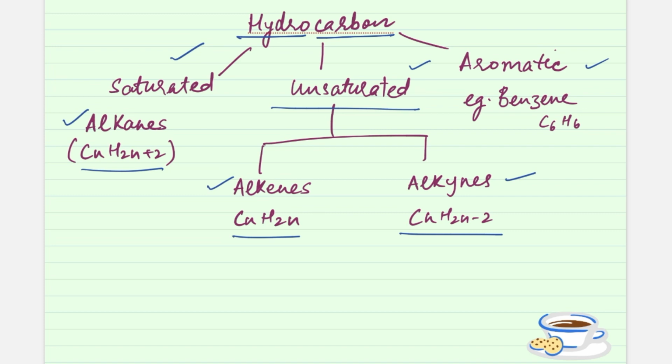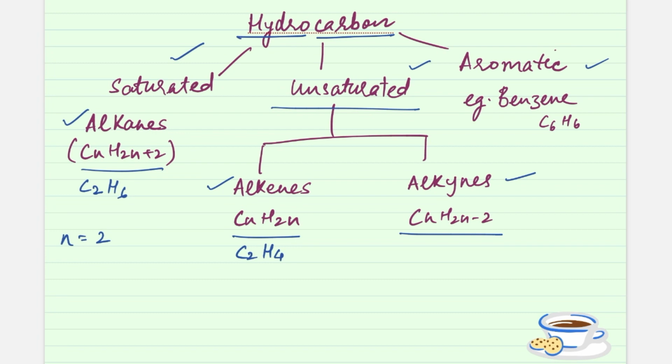What is this n? n denotes the number of carbon atoms. Suppose the number of carbon atoms is 2. Then for alkanes, the general formula becomes C2H6. In the category of alkanes, the alkane having 2 carbon atoms has the formula C2H6. In alkenes, the formula of the alkene having 2 carbon atoms will be C2H4.